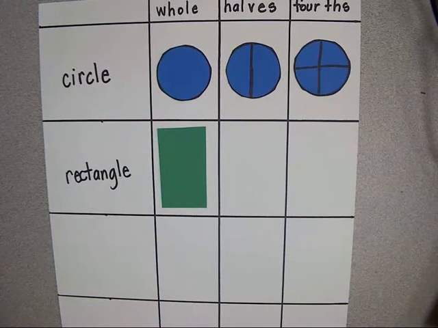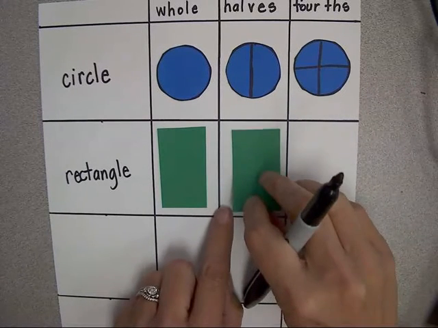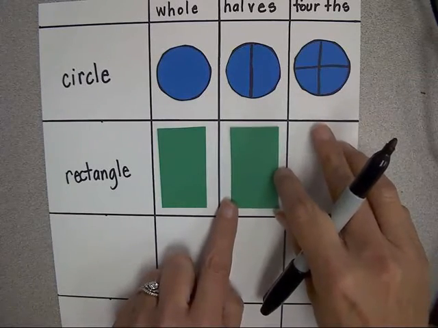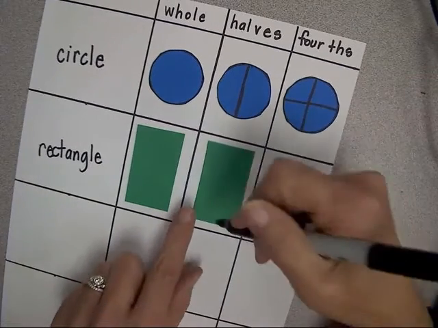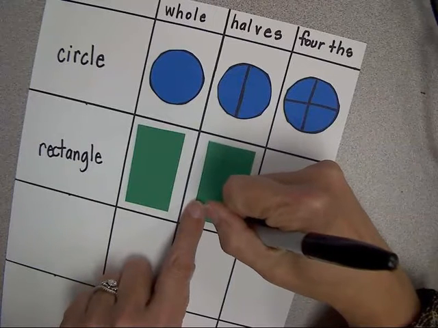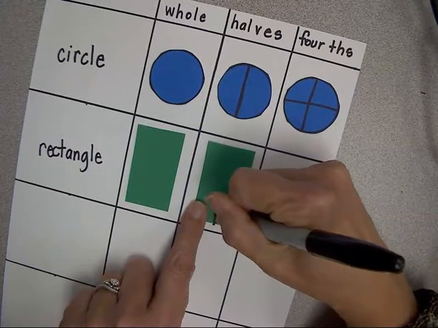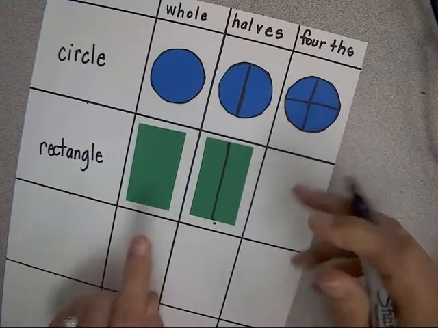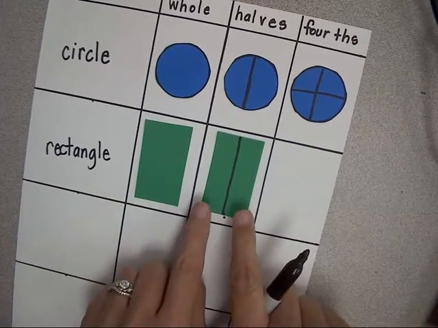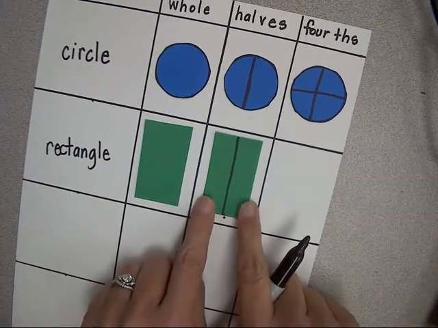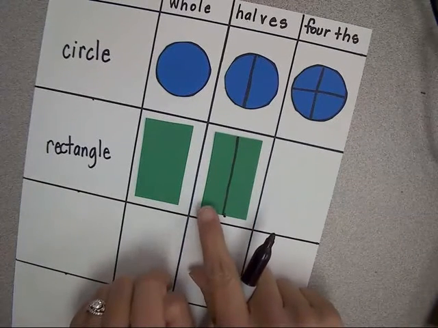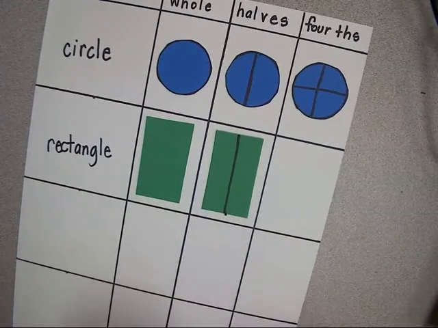Okay, so let's look at our next rectangle. And can we make this rectangle in halves? I'm going to go straight up the middle, trying to be as precise as possible. And are they in equal parts? Yes. So this rectangle is in halves. It is in 2 equal parts.